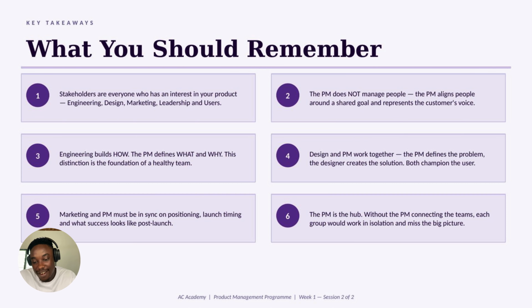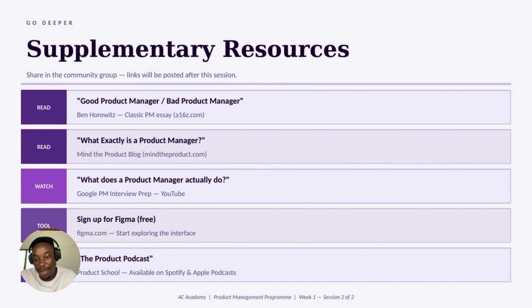All right. I have some supplementary resources for you. Before we wrap up, here are 5 resources I would actually recommend. First is Ben Horowitz' essay, The Good Product Manager, Bad Product Manager. It's a short read from the early days of Silicon Valley product thinking and still holds up remarkably. Second is the Mind the Product blog, a community hub for product managers. Start with the What Exactly Is a Product Manager piece.